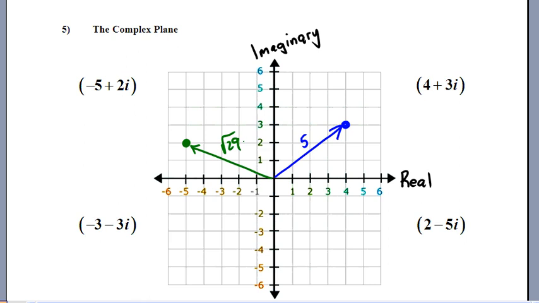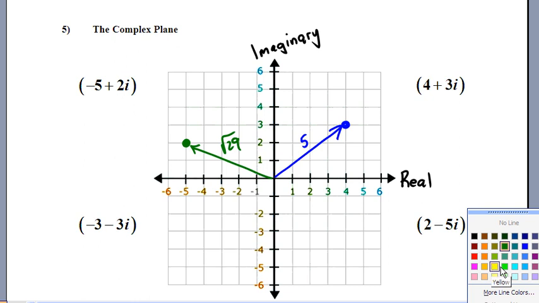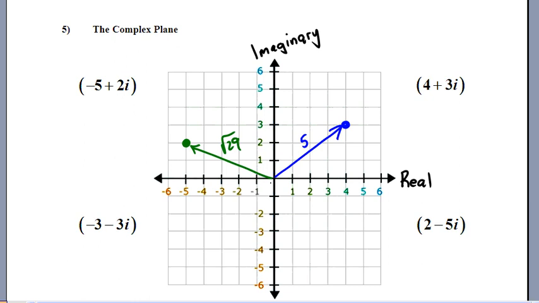-3 minus 3i. All right. That complex number, 3 back and 3 down. That's going to go here. And yeah, I can think of it as being like a vector that looks like that.